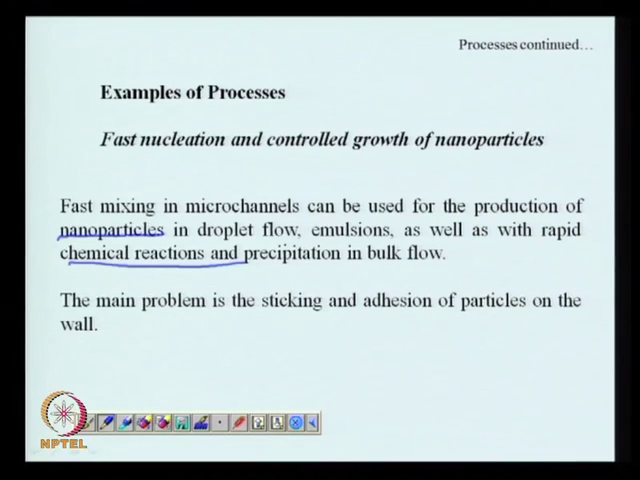But the main problem of production of nanoparticles or any particles in flow, for example in a microchannel, would be that once the particles are formed, the tendency of the particles would be to go towards the wall, stick to the walls, and create a nucleation point for further accumulation of particles around that, and thereby form a bigger particle or a cluster of particles that will start to affect the flow and will increase the heat transfer.